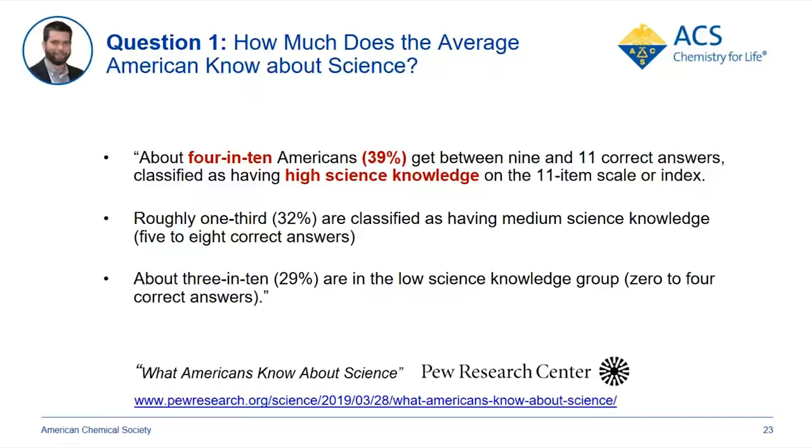Sure. The correct answer is actually, it's very promising, about 4 in 10 Americans were able to get between 9 and 11 correct answers on an 11-item scale. So that was classified as having high science knowledge. And roughly 1/3 were in the medium, and then about 3 in 10, again, were in the low science group. This is, of course, not a huge index of the in-depth science knowledge that the average American has, but it is a good indicator that the average American knows a bit more about science than maybe you think.